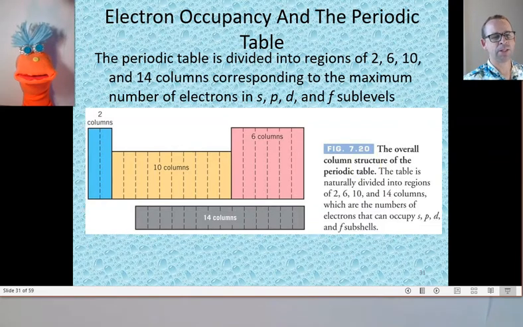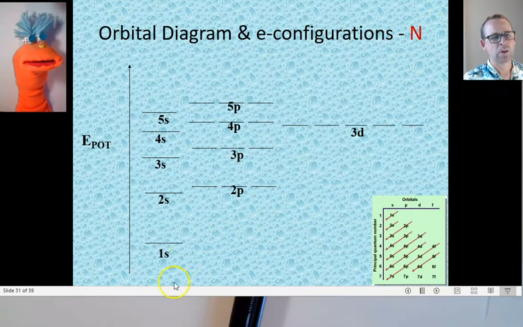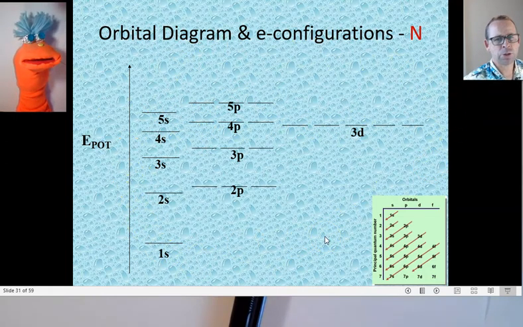So let's try to draw an orbital diagram for an atom of nitrogen. Okay. We start off with our energy. This is POT, which stands for potential energy, right? And we have our 1s, 2s, 3s, 4s, 5s, 2p, 3p, 4p, 3d, 5s, and 5p. Now, a lot of you are looking at this and probably saying, how do we know to make the orbital diagram look like that? And I'll show you.